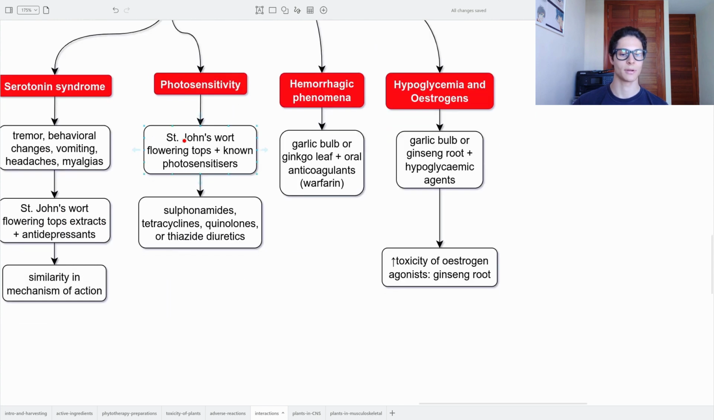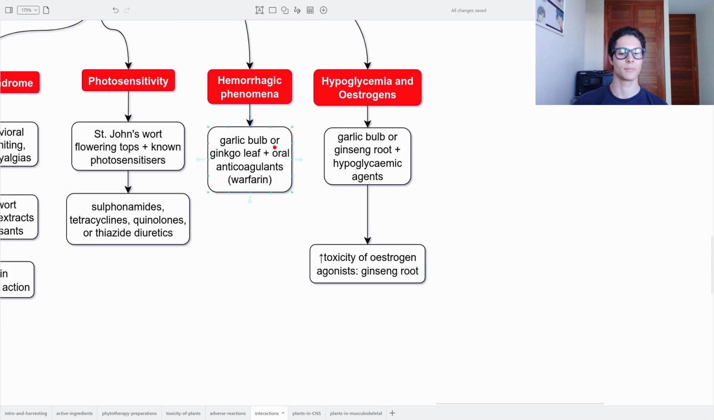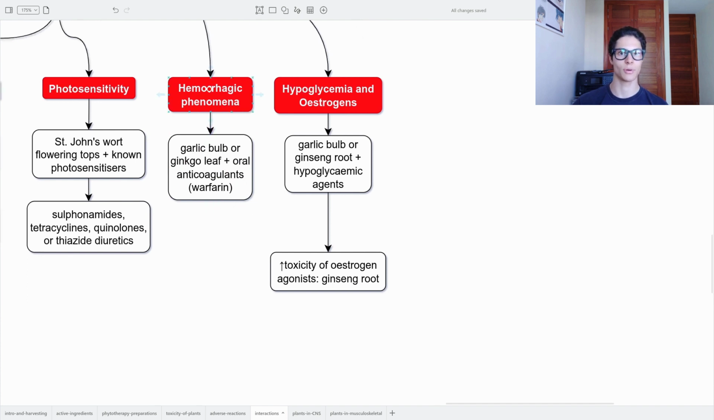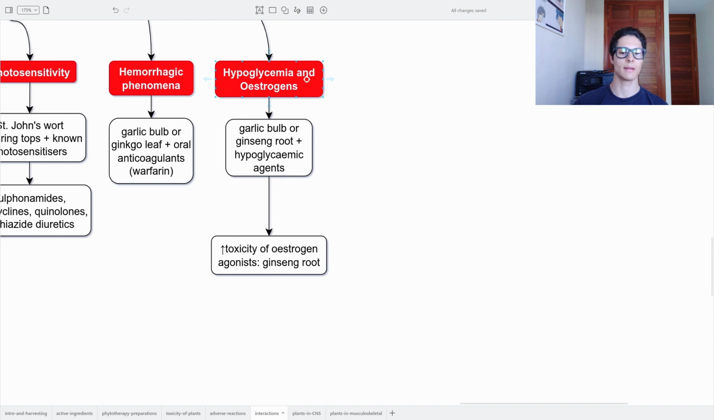Photosensitivity, again the Hypericum wort flowering tops, together with known photosensitizers, such as sulfonamides, tetracyclines, quinolones, and thiazide diuretics. Then hemorrhagic phenomena. This is the garlic bulb or ginkgo leaf, together with oral anticoagulants. They will have a synergic effect, leading to hemorrhages. And then the hypoglycemia and the oestrogens. So garlic bulb and ginseng root this time, together with hypoglycemic agents, will indeed create hypoglycemia. And there is a higher toxicity of estrogen agonists together with the ginseng root.